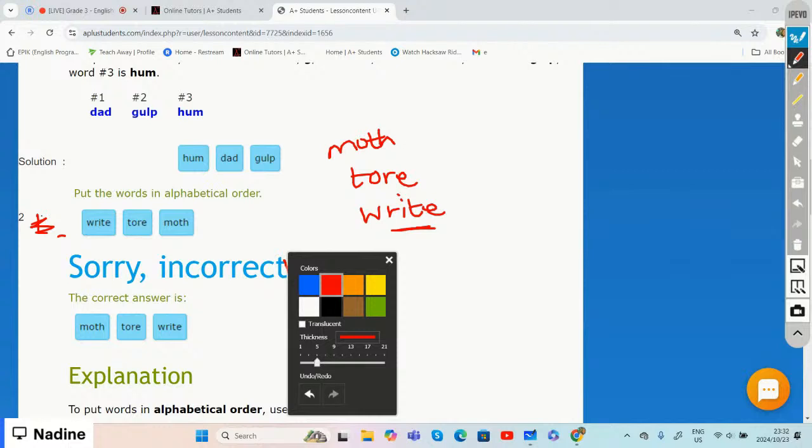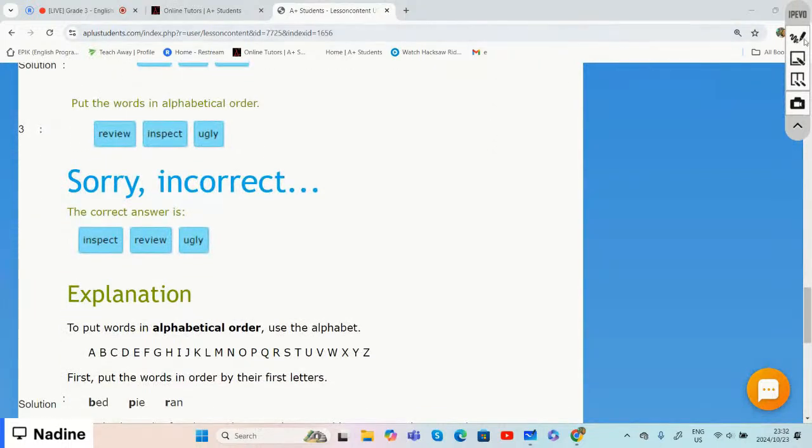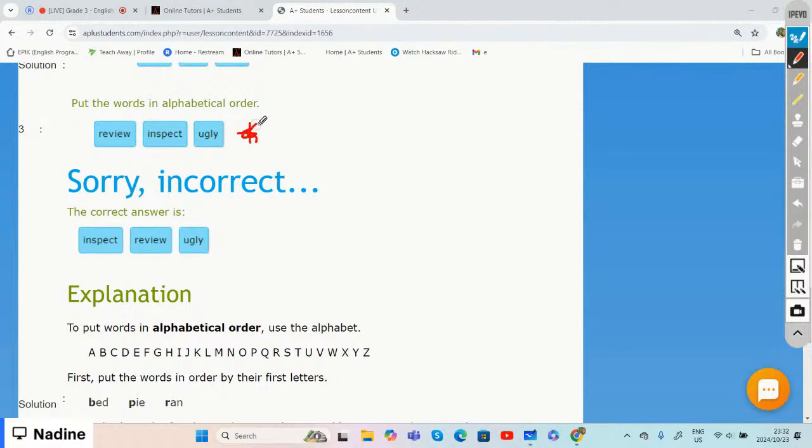All right. If we look at another one, last one, and then we're going to our test. Here we have the words review, inspect, and ugly. We need to put those words in alphabetical order.